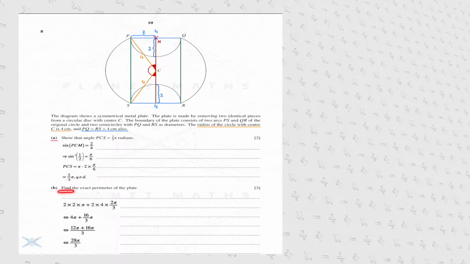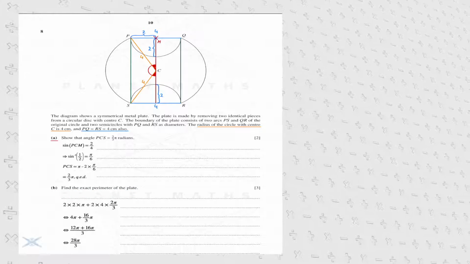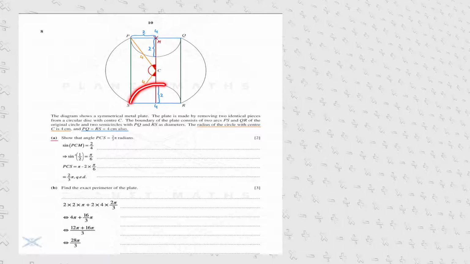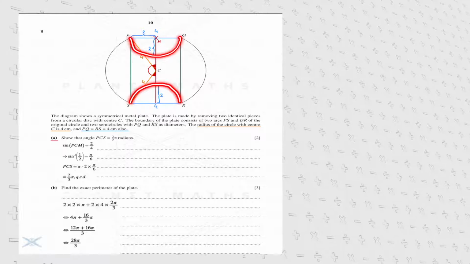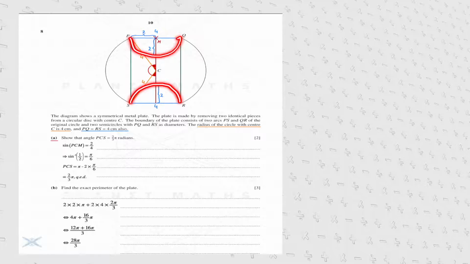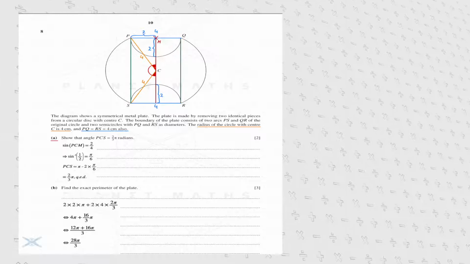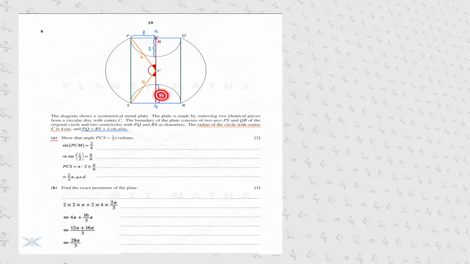To determine the exact perimeter of the plate, we can think about this problem as follows. Firstly, those two semicircles, due to symmetry, are identical, therefore forming a whole circle. So what we can do here is find the perimeter using the formula provided, and we can substitute r for 2, since the radius of this circle is 2 centimeters long.